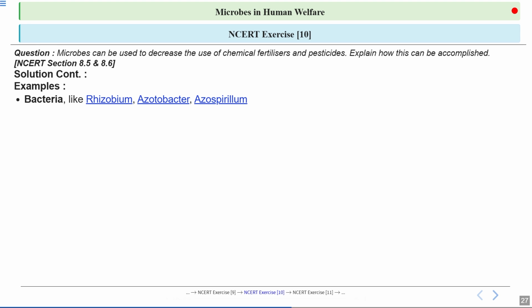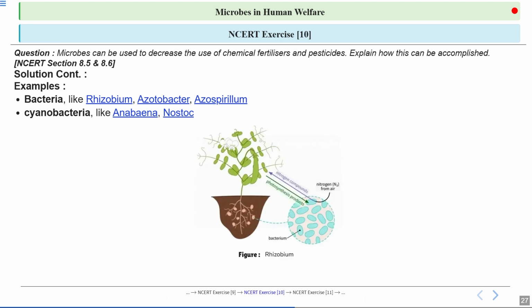Bacteria like Rhizobium, Azotobacter, and Azospirillum can do nitrogen fixation. Cyanobacteria like Anabaena and Nostoc can also carry out nitrogen fixation. You can see this is an image showing Rhizobium, a bacteria which lives in the roots of leguminous plants, and it forms root nodules where it carries out nitrogen fixation.